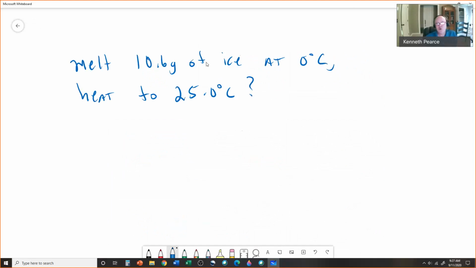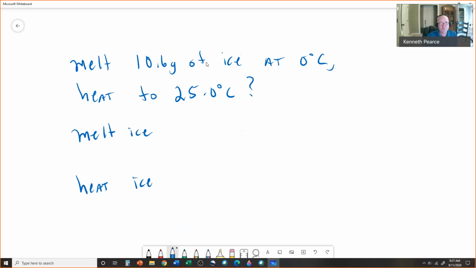Well, now we have two things going on. We have melting, we have to melt the ice, and then we heat the water. And the way you take care of these processes where you're doing more than one thing is you just do each calculation separately and just add it up. That's what you do. And so to melt the ice, well, that involves a phase change.